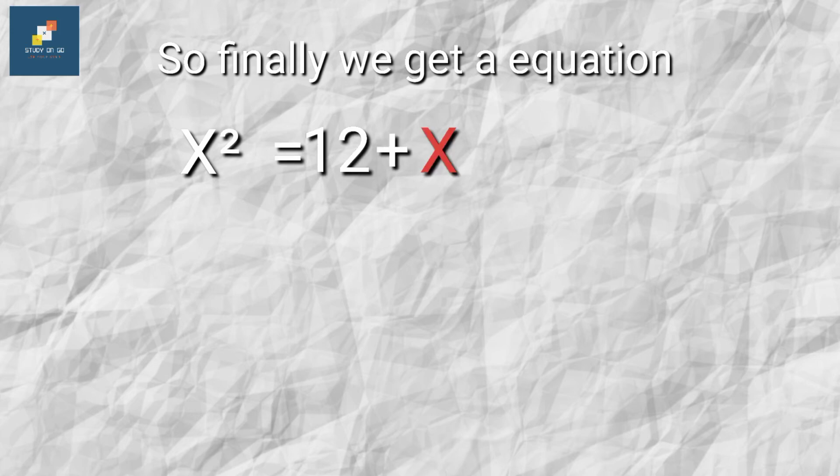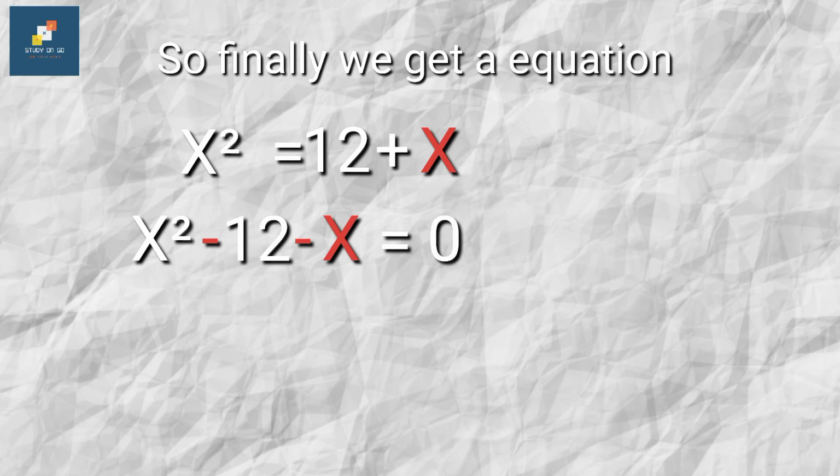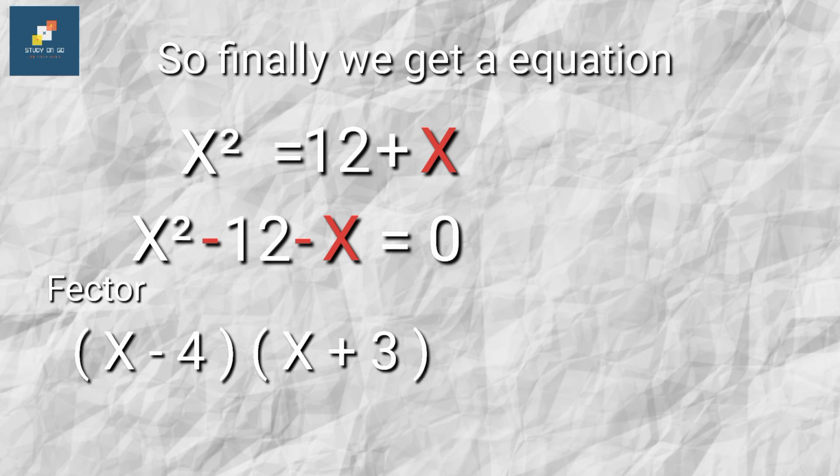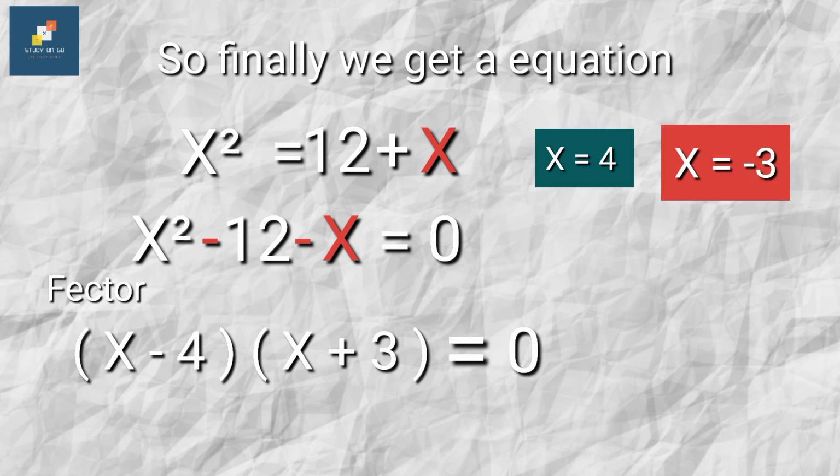This is a quadratic equation. Let's arrange this equation. So we get x square minus 12 minus x equals 0. So the factors of this equation will be x minus 4 and x plus 3 equals 0. So the answer of this question will be x equals 4 and x equals minus 3. So the answer of this question will be x equals 4.